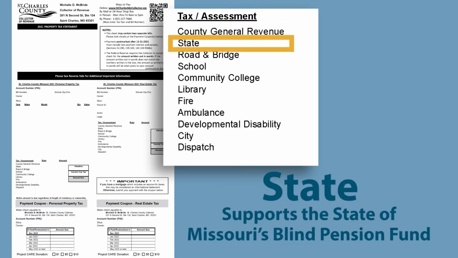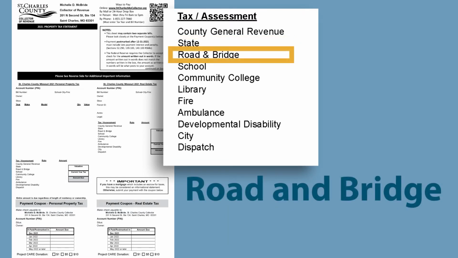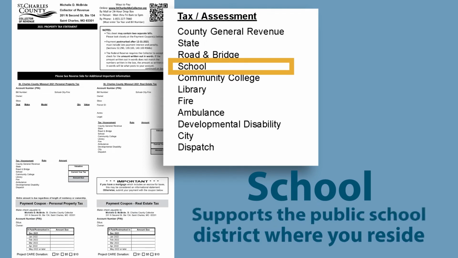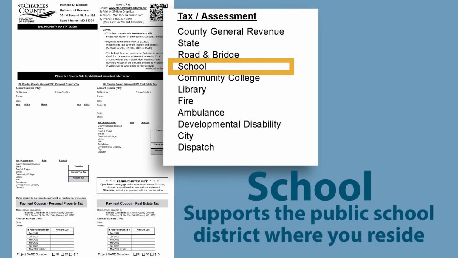State is the amount of taxes that go to the state of Missouri's Blind Pension Fund. Road and bridge taxes fund the maintenance of approximately 780 miles of roadway in unincorporated St. Charles County by the County Highway Department, as well as municipal streets. School indicates taxes you pay for the public school district in which you reside.